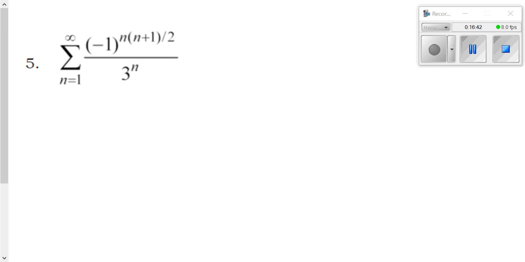Okay, question 5 is the one I mentioned before we went off to work. I mentioned that the signs are not strictly alternating, okay, but I said we should test this for absolute convergence. Meaning we can ignore this sign aspect, right? Think about having an absolute value.